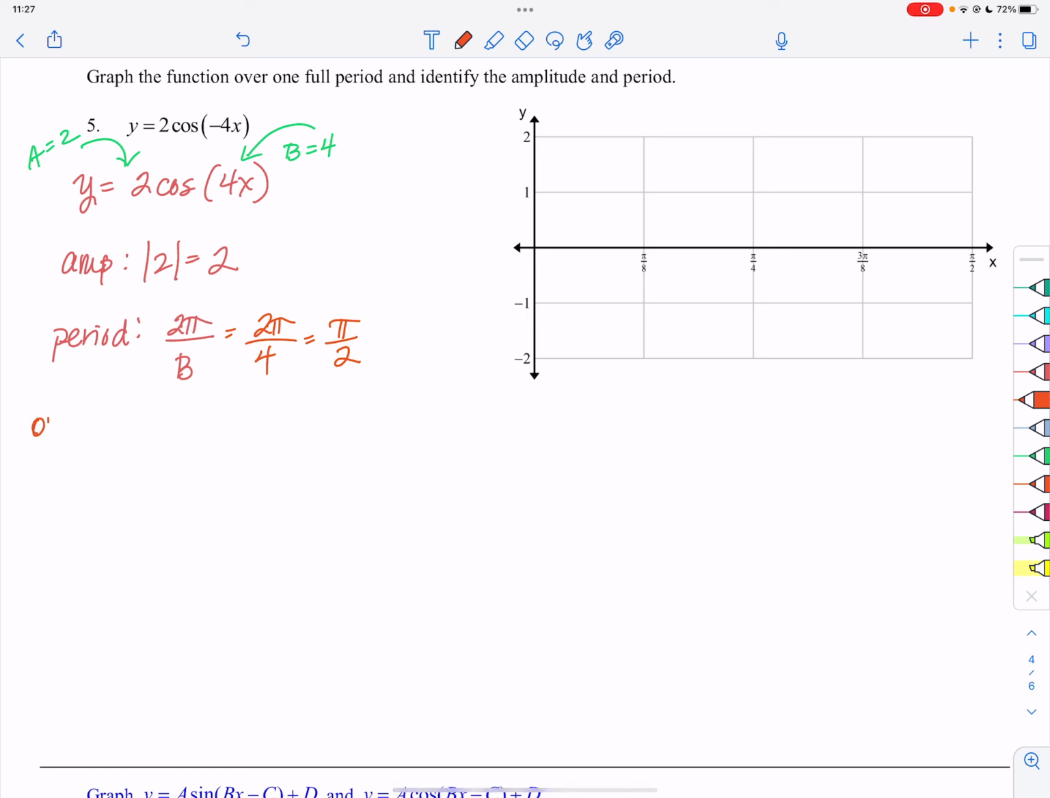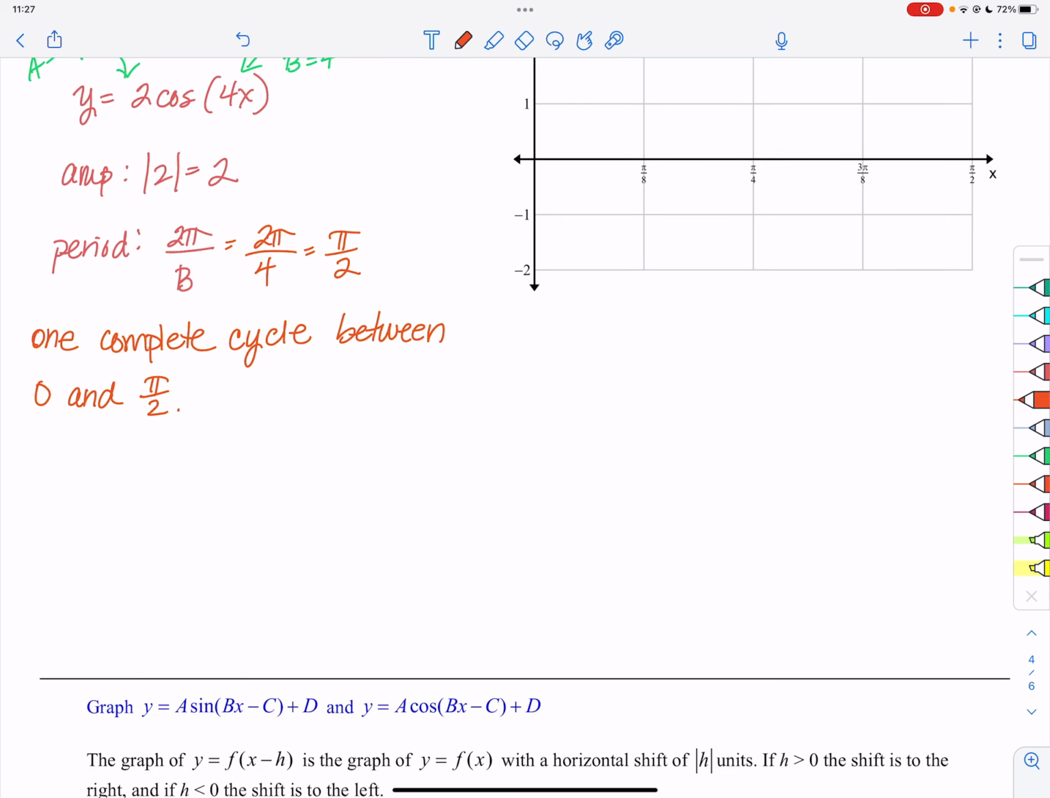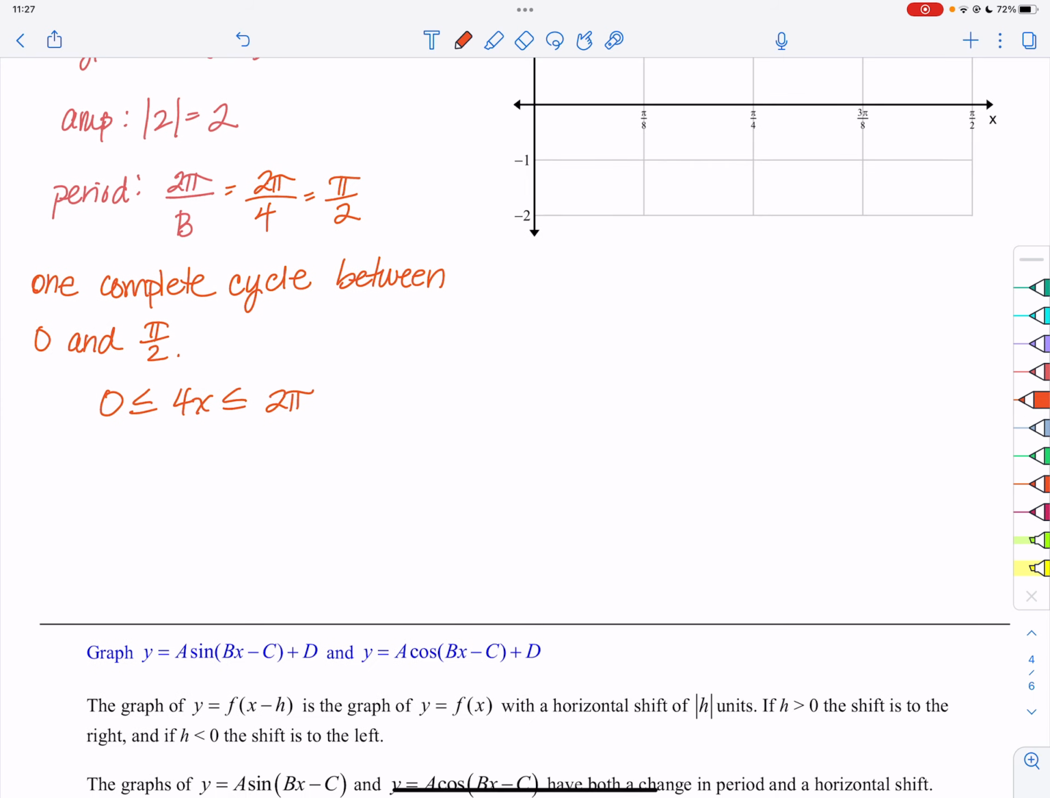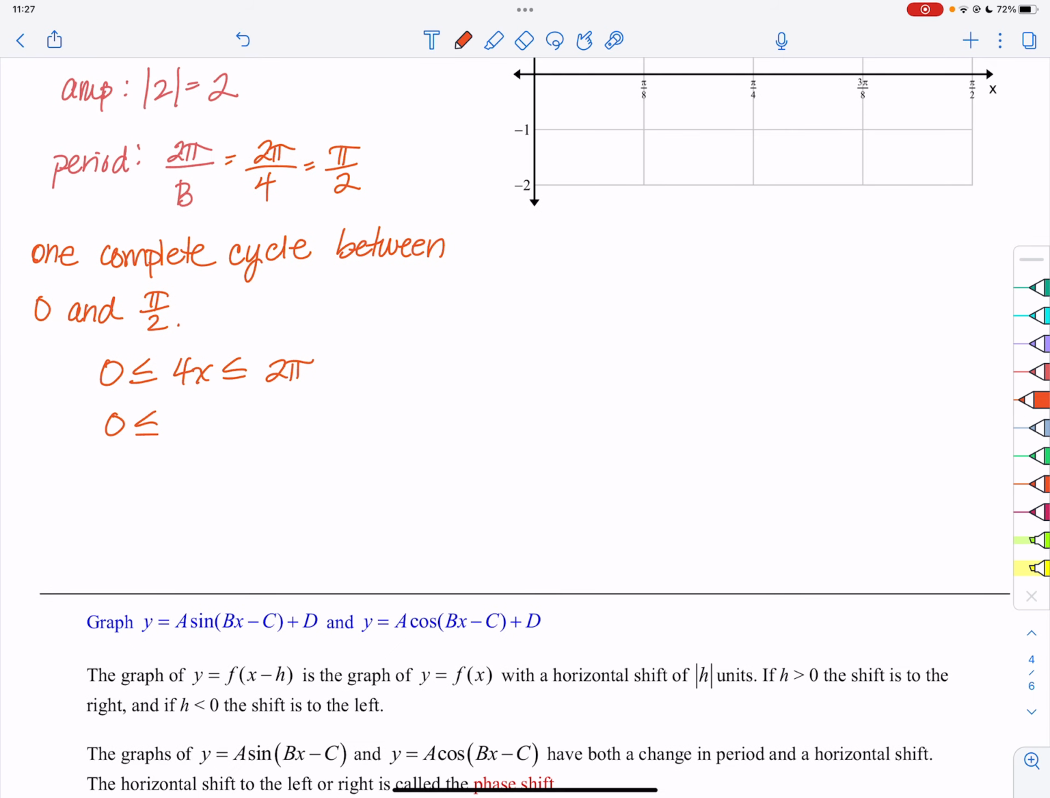So what does this mean? We have one complete cycle between 0 and pi over 2, an entire cycle. And so now we must have that 4x is going to be between 0 and 2 pi, and you can see that x will be between 0 and pi over 2.